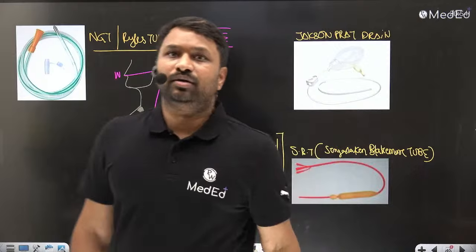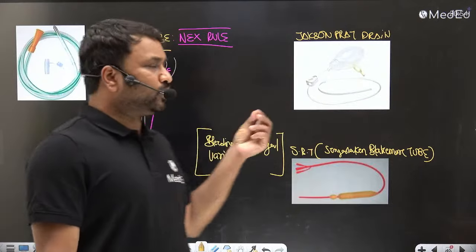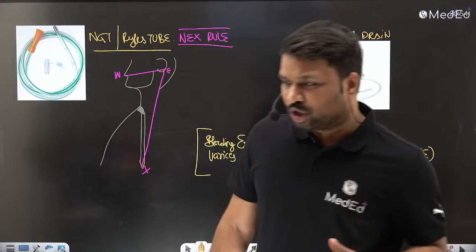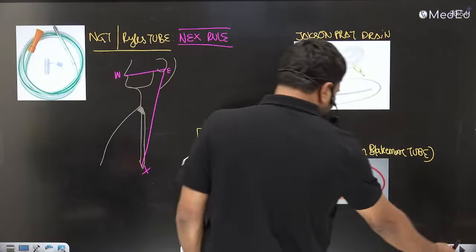Latex is rubber. Silicon is going to be transparent. Silicon is biologically inert. We prefer silicon everywhere. Latex is old, the rubber-based material that you have.